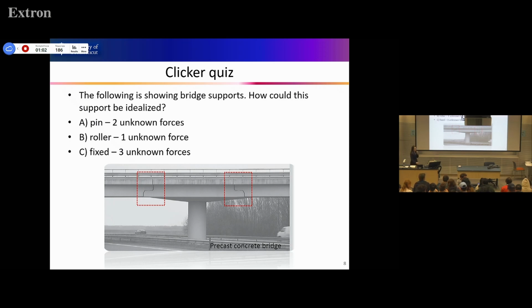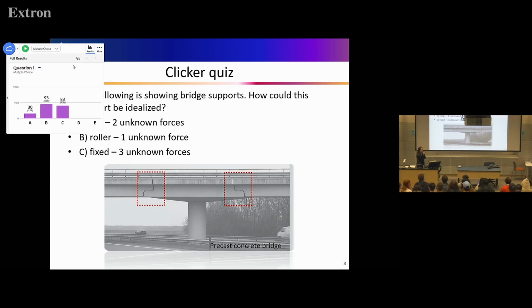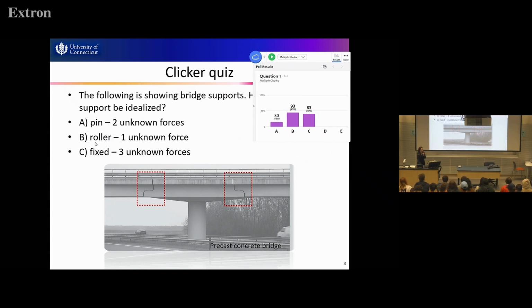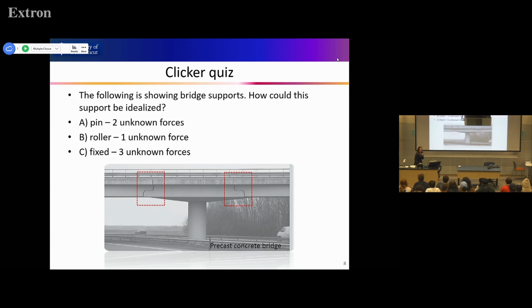Okay, are you close after 10 seconds? Okay, let's see the result. Oh, almost a tie. Either roller or fixed, not pin.